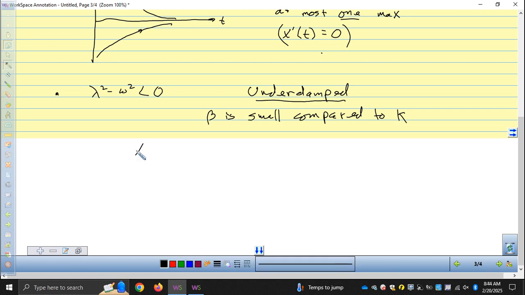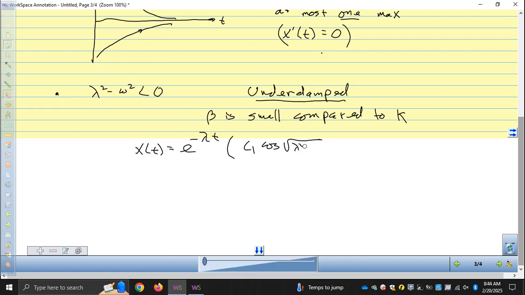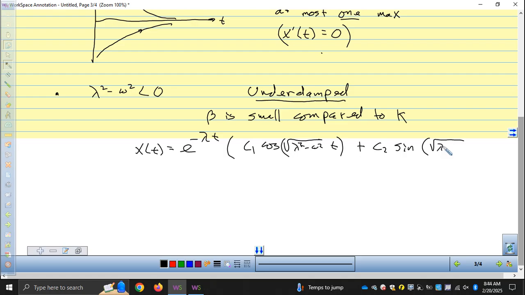We get x of t is e to the minus lambda t. We have all of that in all of our solutions. And then we get c1 cosine of square root of omega squared minus lambda squared times t plus c2 sine of that quantity, square root of omega squared minus lambda squared times t.